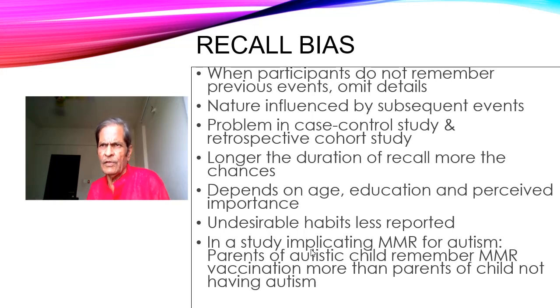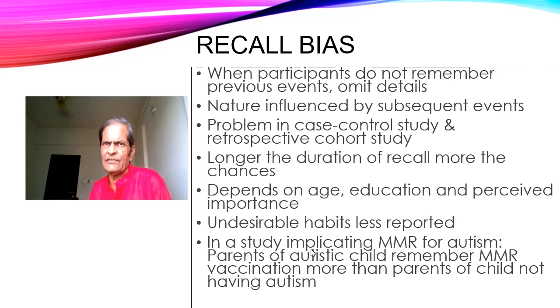So this will happen when there is over reliance on the recall of the participant. The information is obtained by recall only, and when there is a selective loss of memory of the previous events, when the person omits certain details, when the person doesn't tell certain details, then we say that recall bias has occurred. And the nature is influenced by the subsequent event.